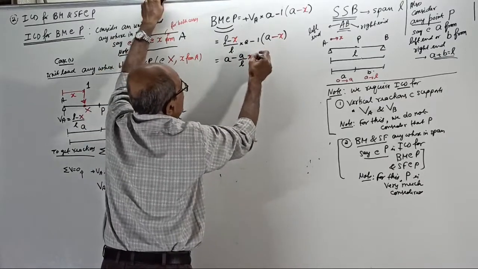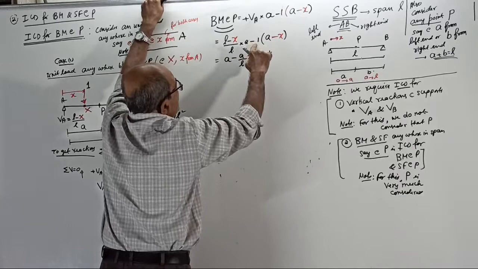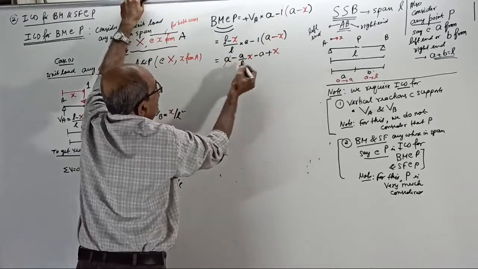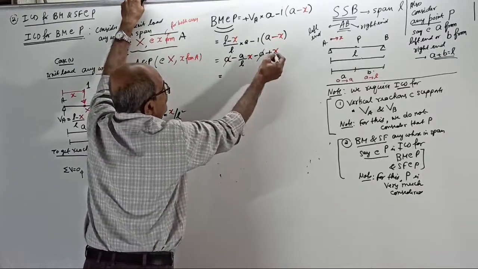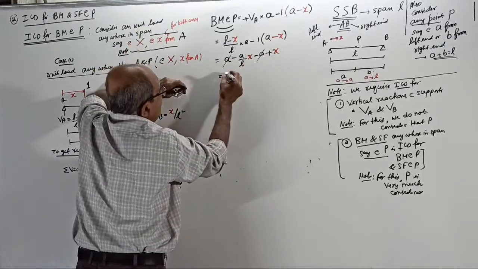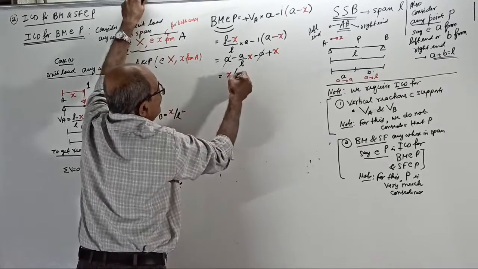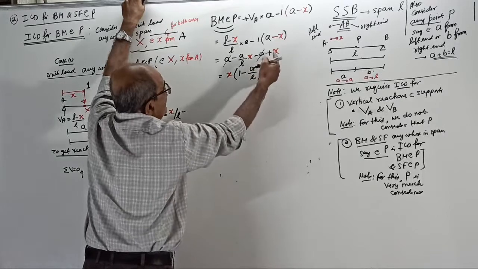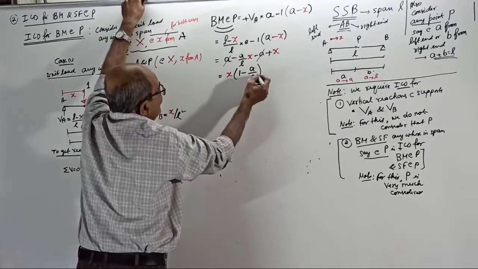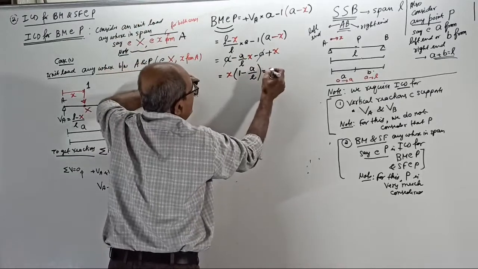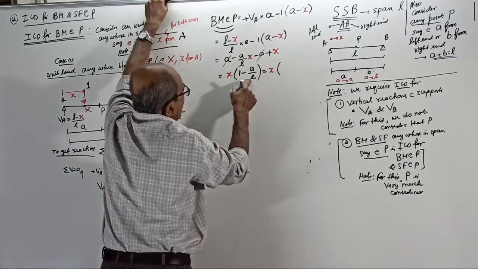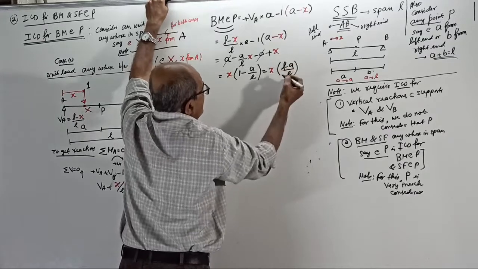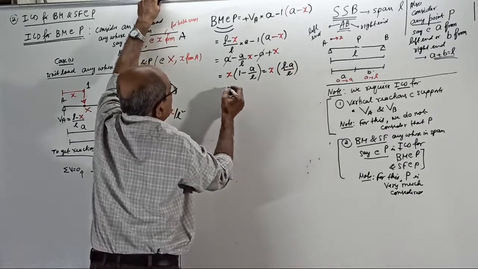Again minus A plus minus 1 into minus X is plus X, so A will cancel. If I take X outside, it will become 1 minus A by L, correct? 1 minus A by L, or further if I simplify, it will become X into L common, (L minus A) divided by L. Equal to, tell the answer.